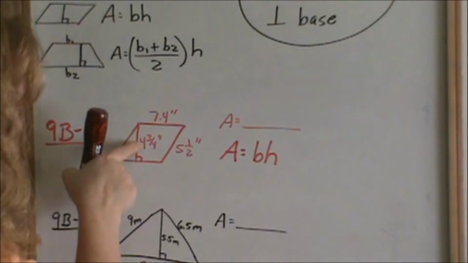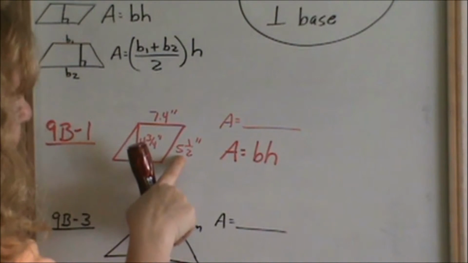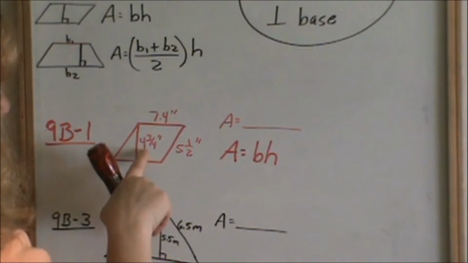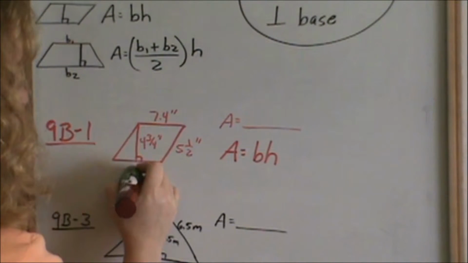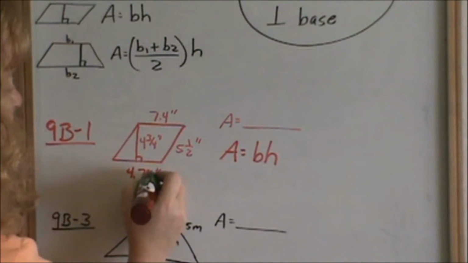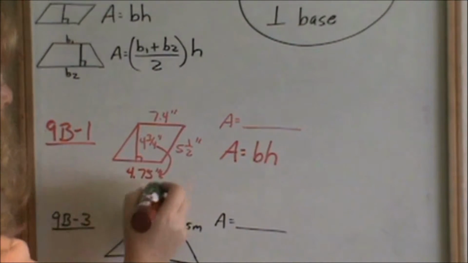That is this number right here, 4 3/4. So I won't even need 5.5. So my suggestion is to turn 4 3/4 into a decimal. That is the same thing as 4.75. 7.75 inches. Okay, that is that number right there.